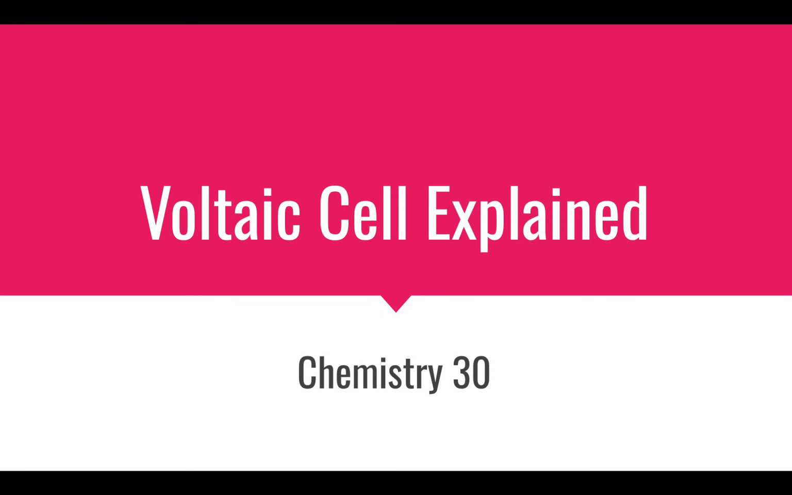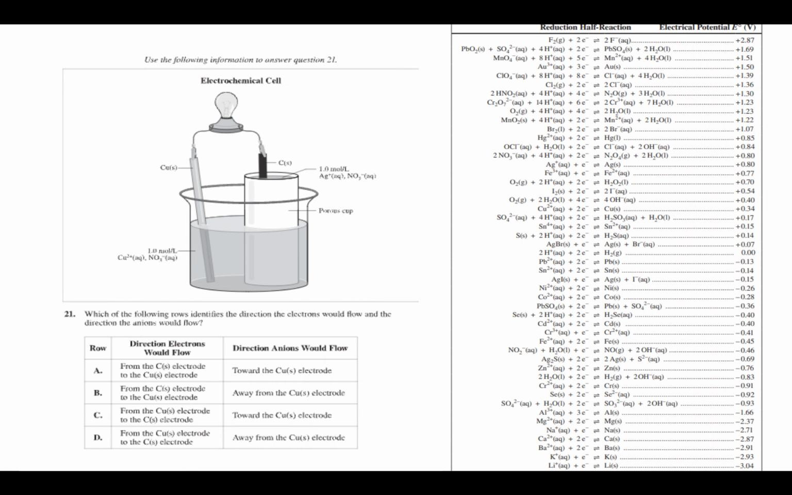Okay, so here's another example of a voltaic cell. I got this question off of Quest A+, which is an excellent resource to try old diploma questions. It is asking about electron flow and anion flow, and that would depend on which electrode is your cathode and which electrode is your anode. So what we're going to do first is determine that.